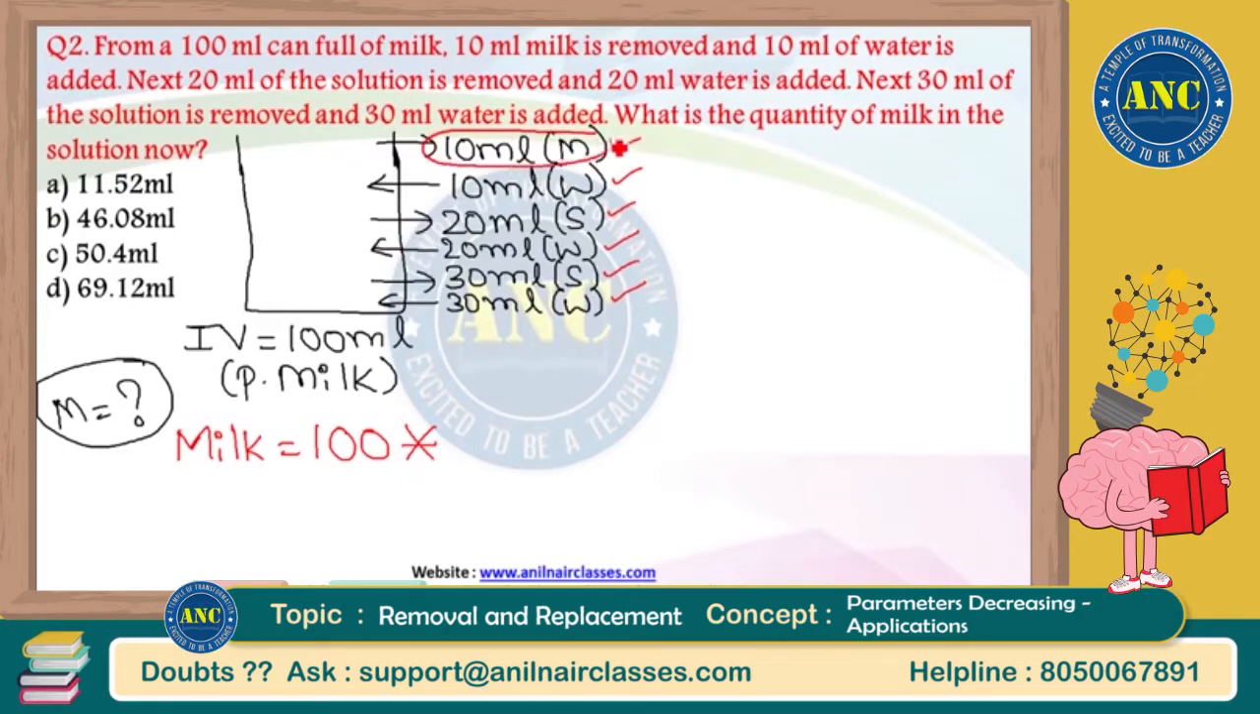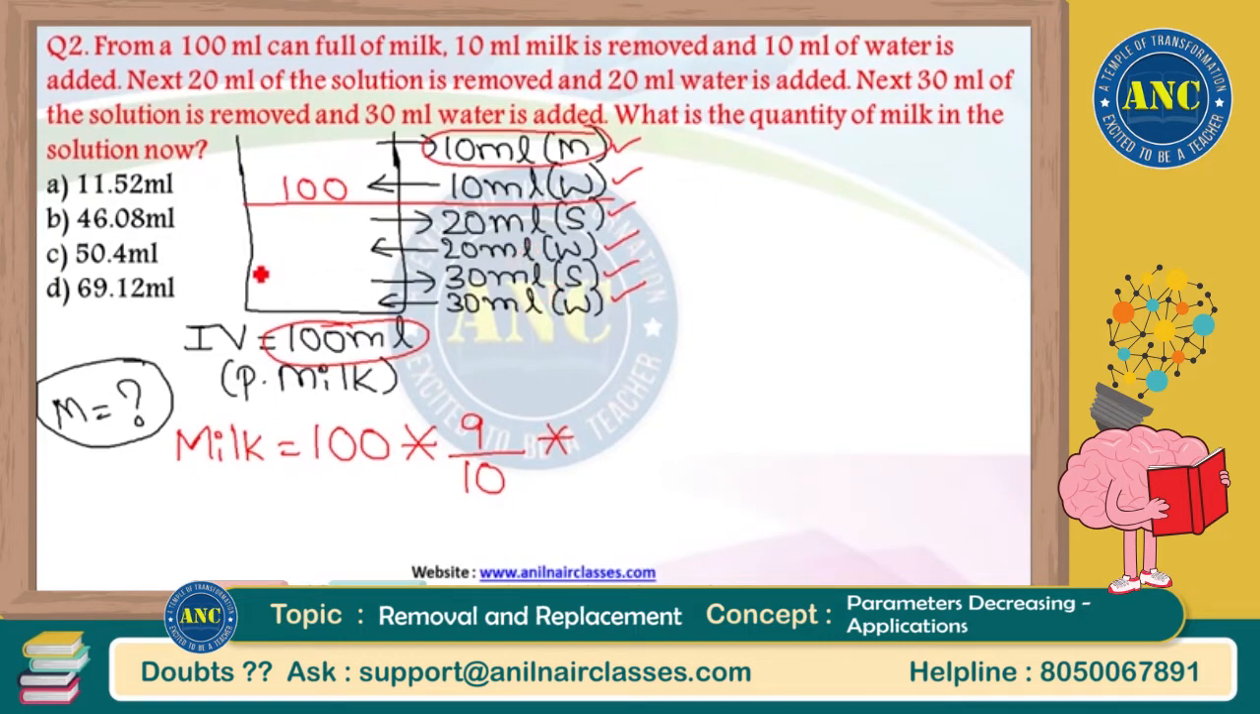10 out of 100 is taken out. That means 1 by 10 is taken out. Remaining inside is 9 by 10. Now, you took out 10, but you added 10 water. That means total volume again became 90 plus 10, which is 100 right now.